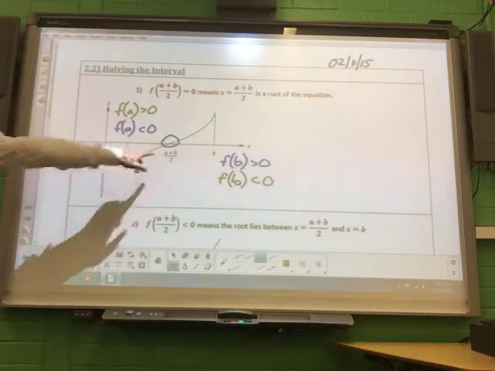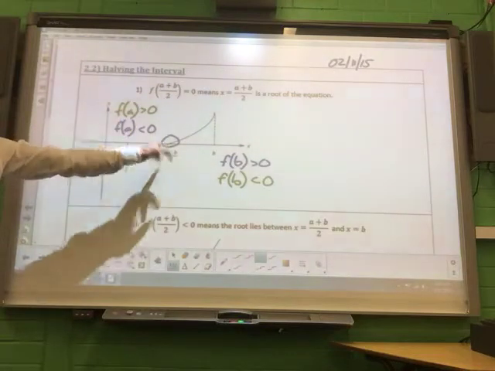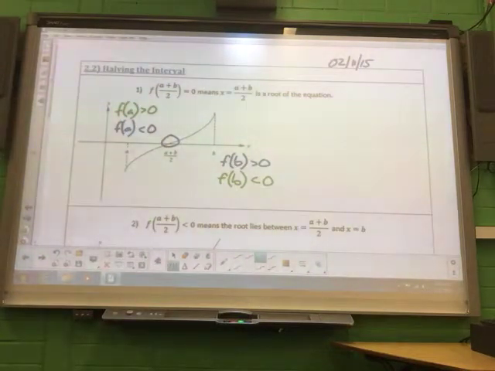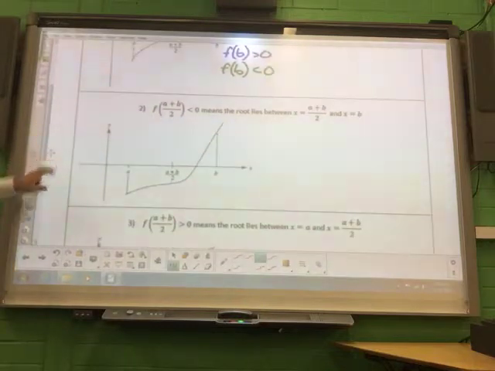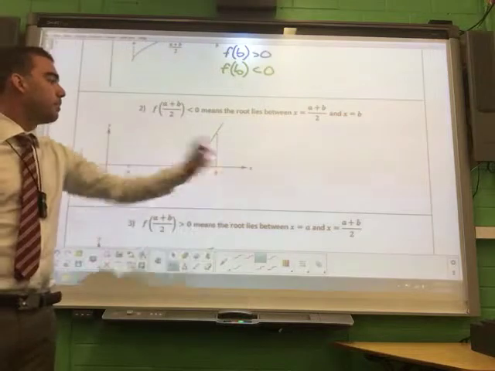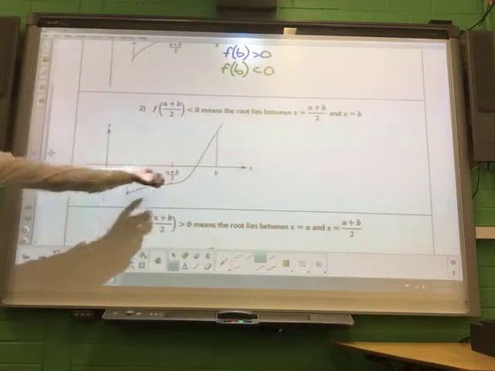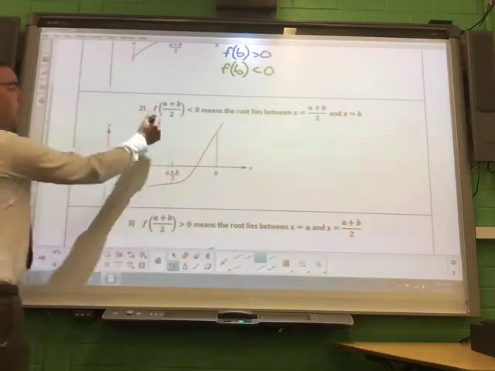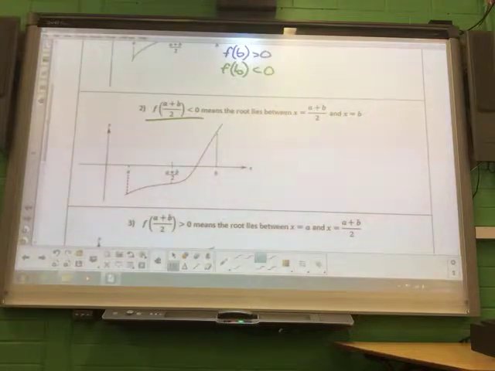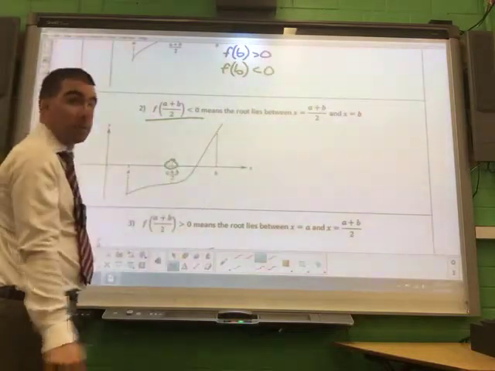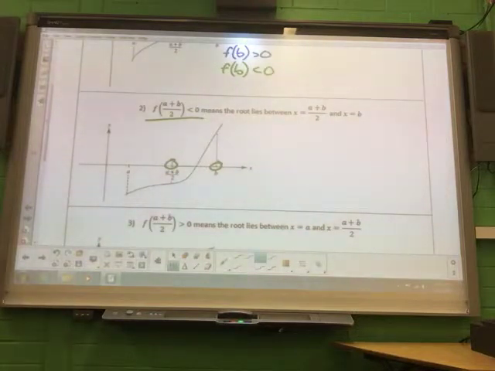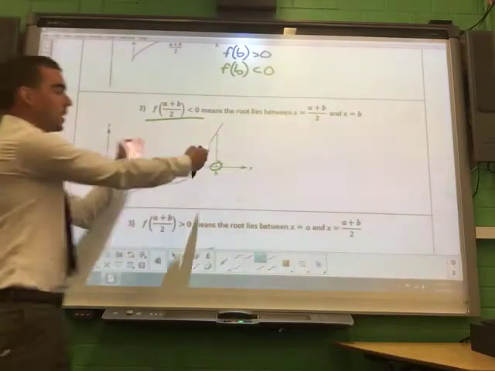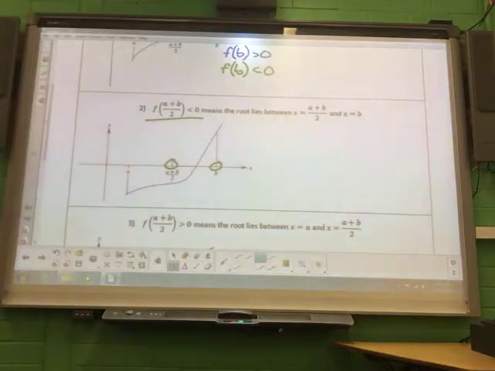Now if we take the midpoint of a and b and that equals zero, then the midpoint must be the root of the polynomial. Furthermore, if I know f of a is less than zero and f of b is greater than zero, and I take the average of a and b, and I know this part is less than zero, so we're still below the x-axis, then the root must lie between that new midpoint and b. The idea is that you keep halving it, and the better the approximation of the root will be. I can halve it again and again to get a better approximation of what the root is going to be.